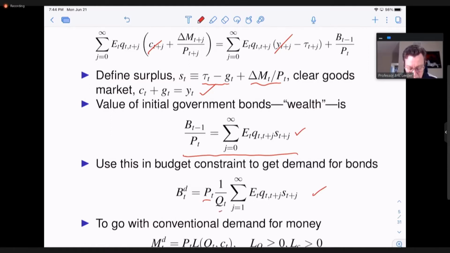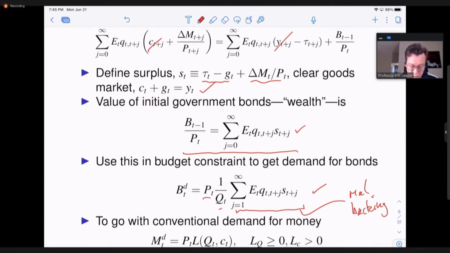It's going to depend inversely on the price of bonds, and then it's going to depend positively on the backing of these bonds. So this is the real backing. So those surpluses are the things that give debt value. Now you can go ahead and tack on a conventional money demand function. So I just wrote it as a function of this one period bond price and consumption.